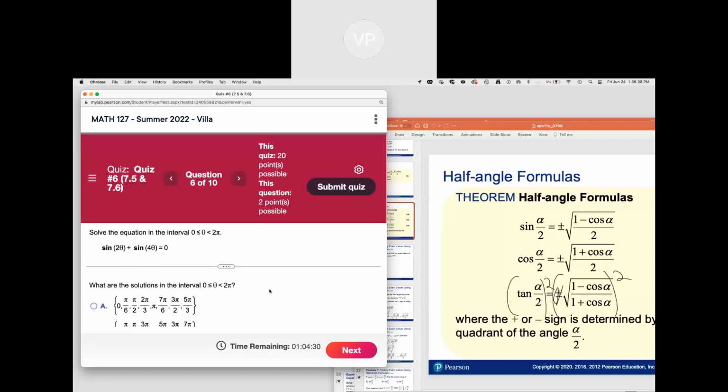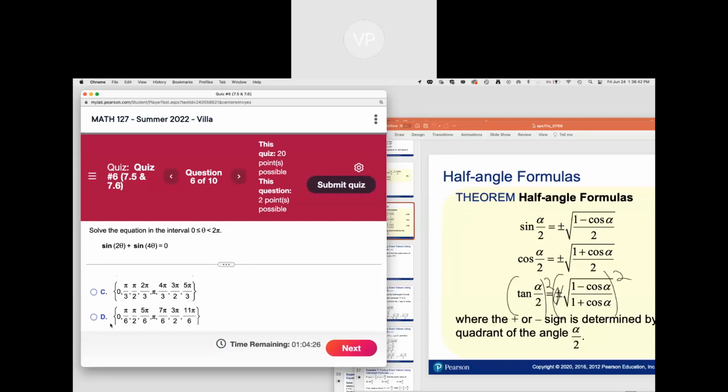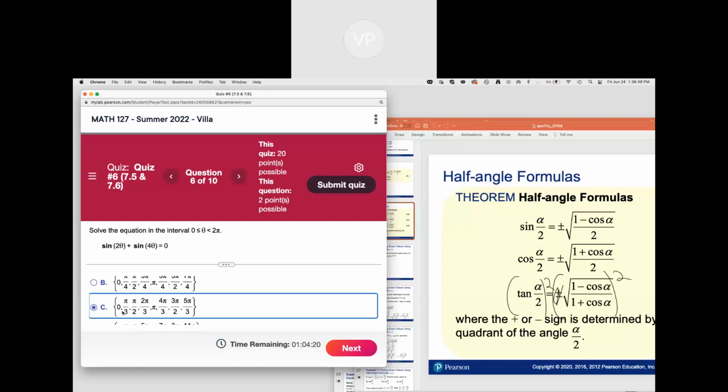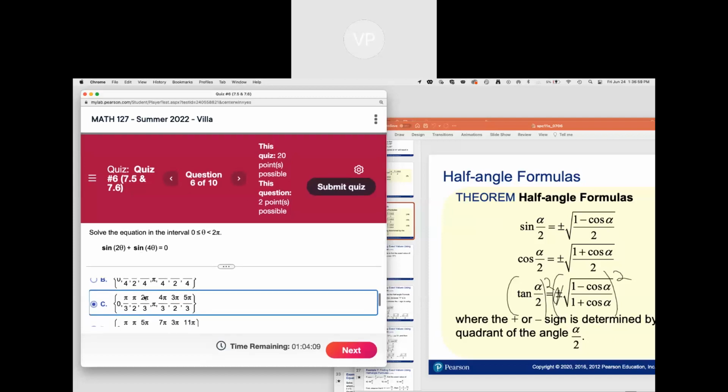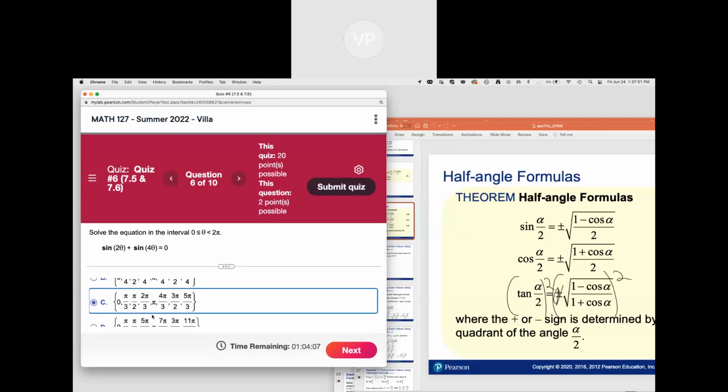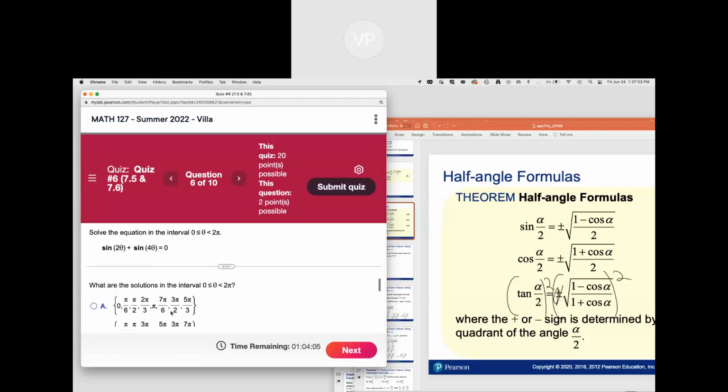I'll give you another hint. This is a backdoor hint. I don't like it, but if you're absolutely stuck, worst case, they all have a 0. I don't worry about that one. But I see that this is the only one right here that has a pi over 3. Here's what I'm going to do. I'm going to plug pi over 3 into this problem, see if it works. If it does work, then I'm good. If it does not work, I eliminate C.